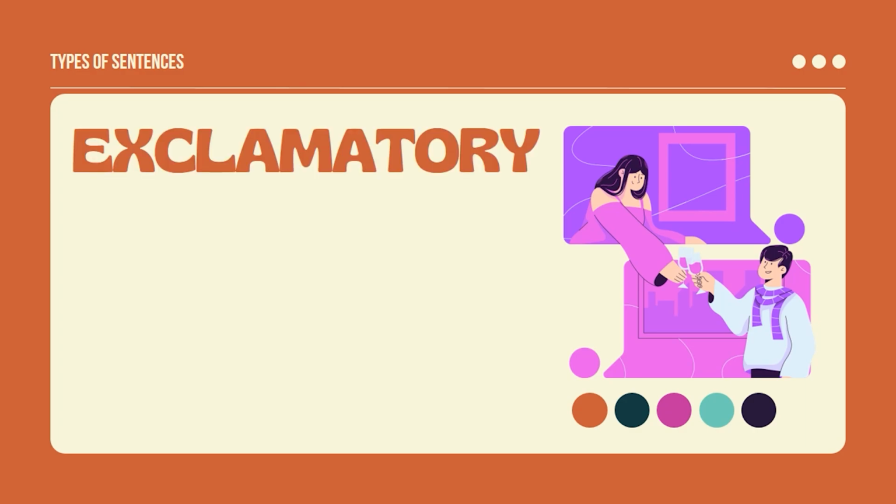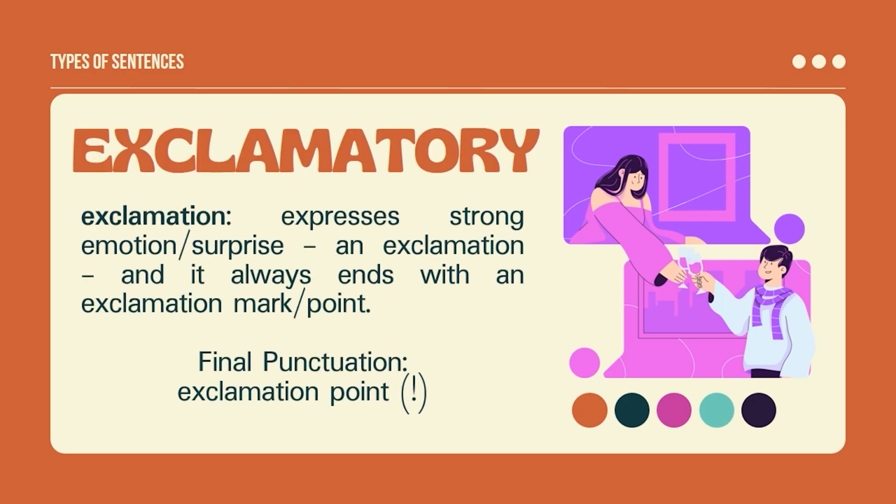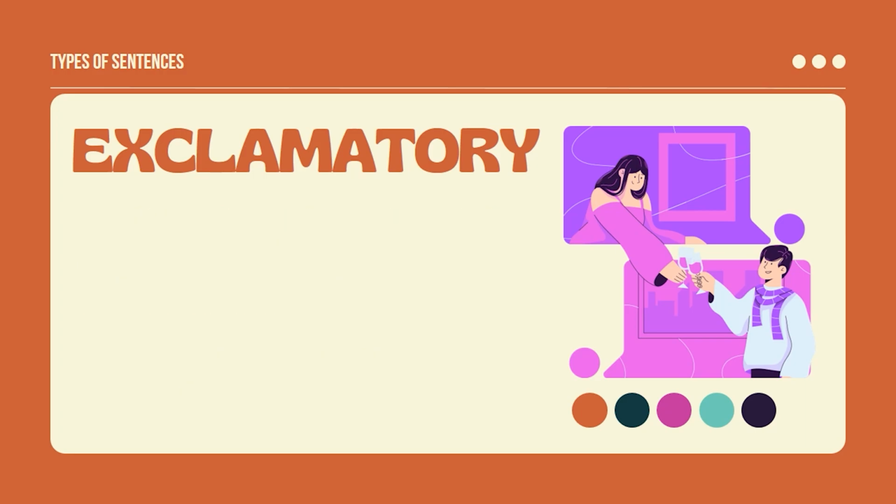So next, we have the exclamatory. An exclamatory sentence is an exclamation. It expresses strong emotion or surprise, and it always ends with an exclamation mark or point. So unlike the imperative, exclamatory sentences do not make a request to someone or give a command. Exclamatory only expresses emotions and feelings towards others. So when you have an exclamatory type of sentence, the final punctuation mark is an exclamation point, because it means the sentence expresses strong emotions.